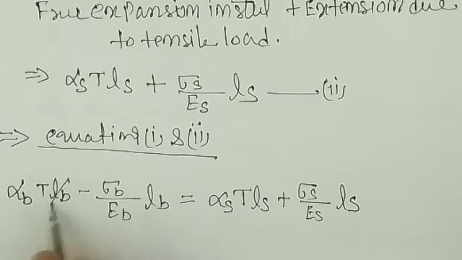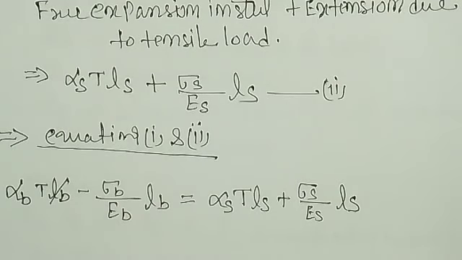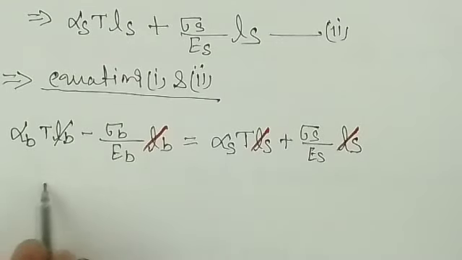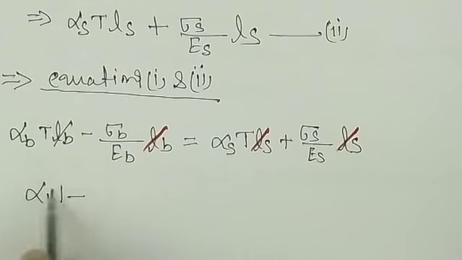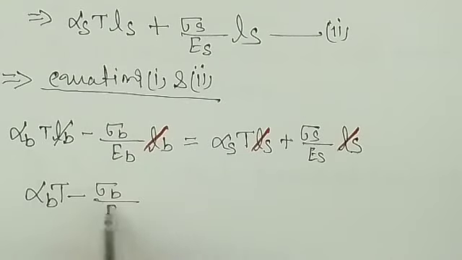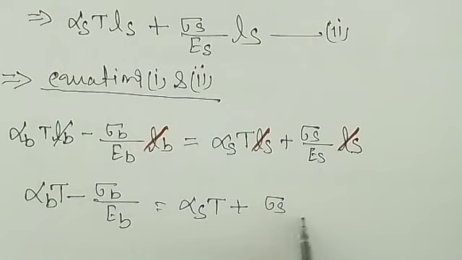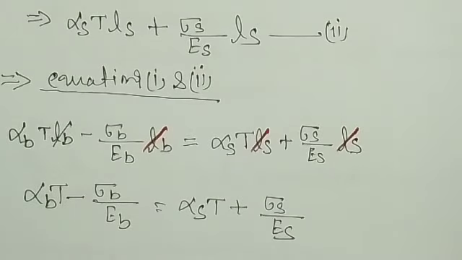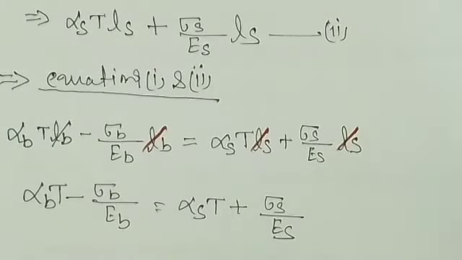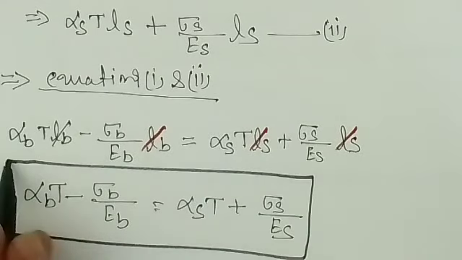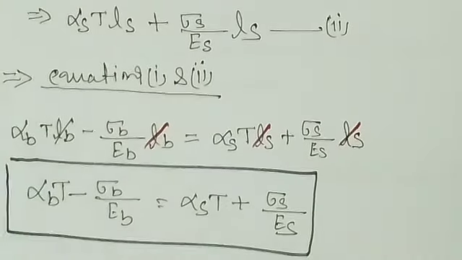So length of the brass and steel are equal, so we can cancel them, right? So we are cancelling them, this and this. So the equation will be like this, that is alpha B into T minus sigma B by EB is equal to alpha S into T plus sigma S by ES, right? By using this you can get the stresses in the different material, or whatever the data they want to know. You can find by using the first relation which we got, the load relation between sigma B and sigma S we already calculated. We will put in this equation and we'll get the required values, right?